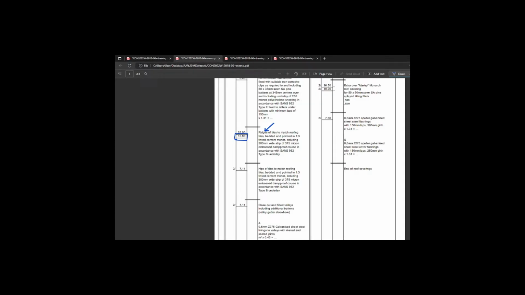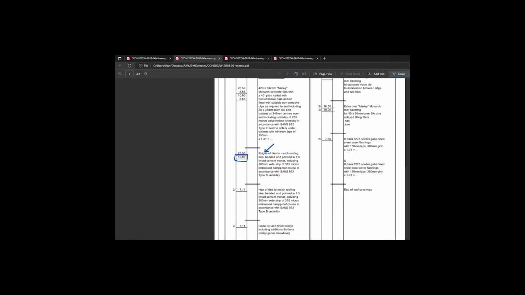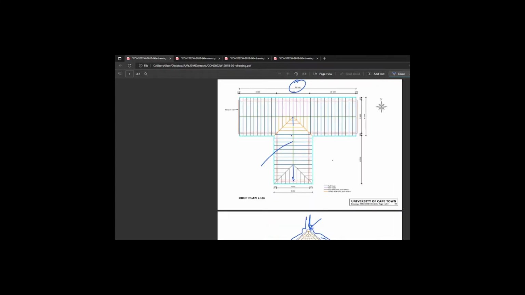Register tiles. Hips of tiles. 10.9. Okay, well, there's the answer. Not so obvious because I drew a big line. Okay, it does make sense. Yeah, I'll tell you why. We've done the same thing as we did previously. We've tried to make sense of areas where there's no dimensions. So we make certain assumptions.